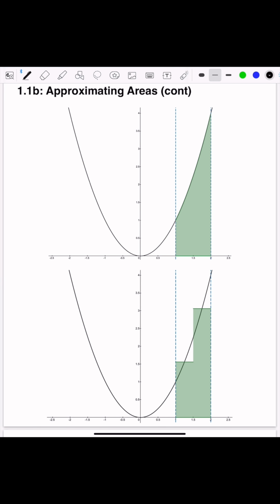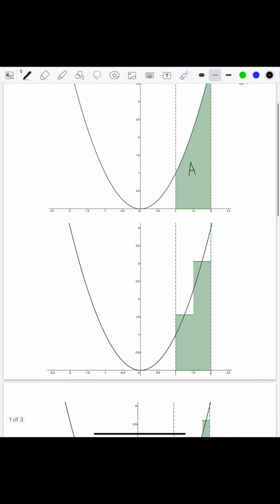In this video we're going to finish off section 1.1, which is all about approximating areas. So remember in the last video we had this example where we were trying to find this area A, which we said is equal to the integral from 1 to 2 of x squared dx. So we were trying to approximate that area, and we were doing so by using rectangles and finding the areas of the rectangles and summing them together.